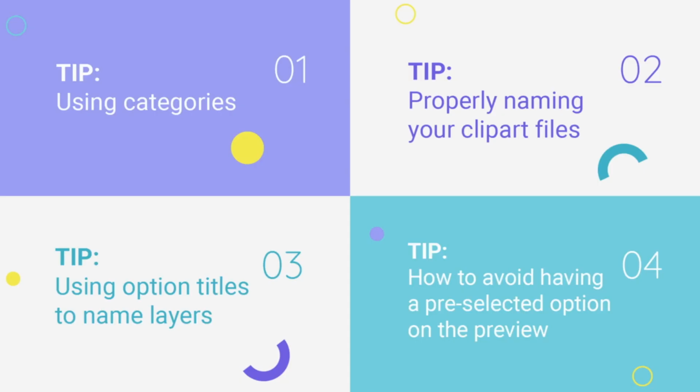Tip number 3, using option titles to name layers. This is something that also saves a lot of time. And this is something that usually people are not very used to because it's sort of a new feature, but we'll cover that in a second. So I'll go back to sharing my screen and I'll take it from there.